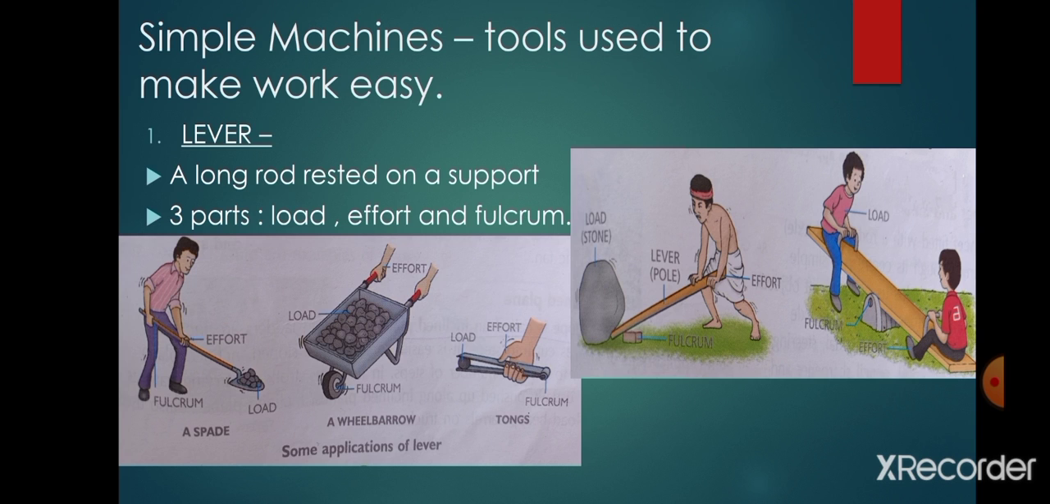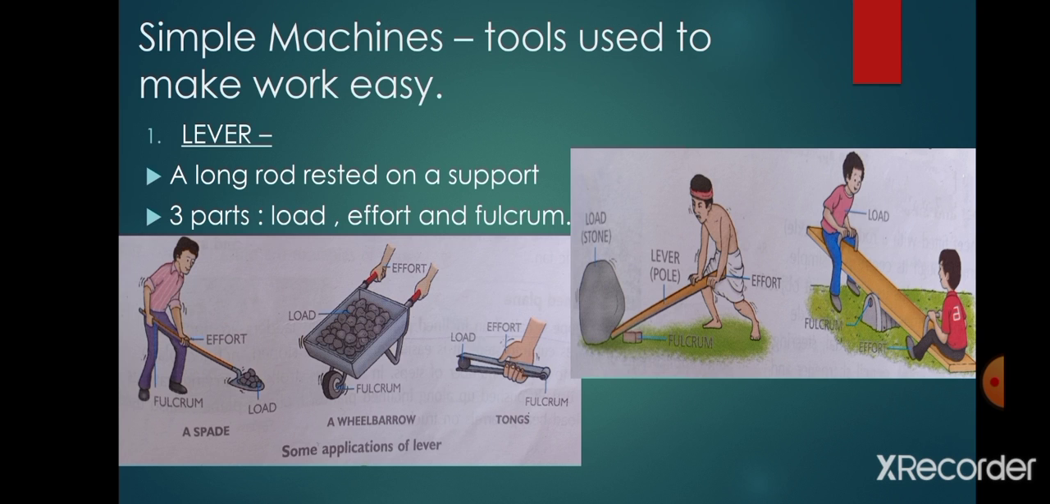What is a lever? A lever is a long rod rested on a support. It's one of the oldest and most common simple machines. A lever is a long rod rested on a support. It consists of three parts. What are the parts? Effort, load, and fulcrum.